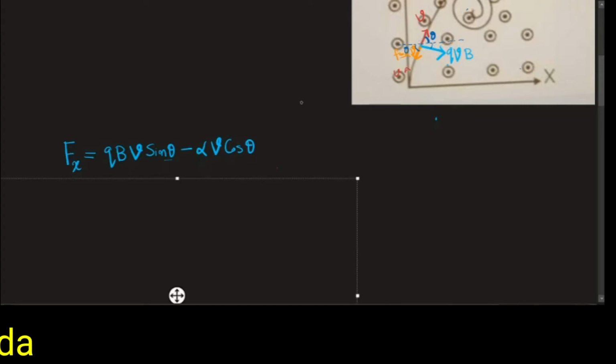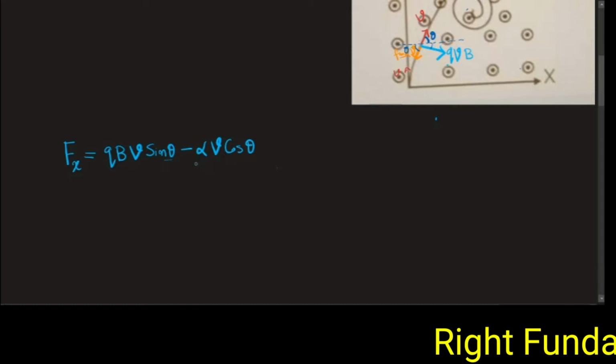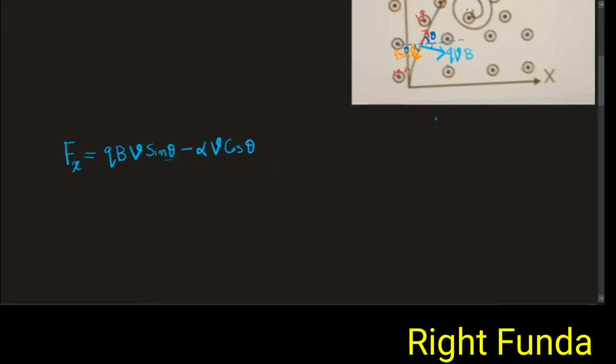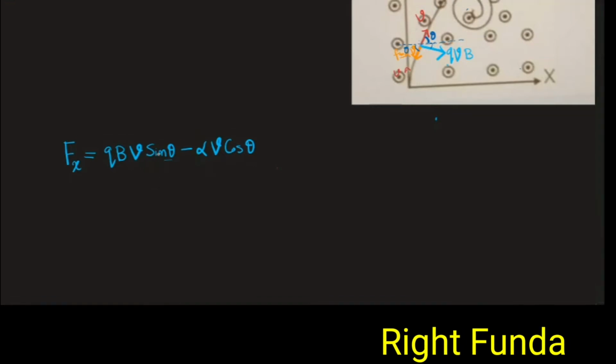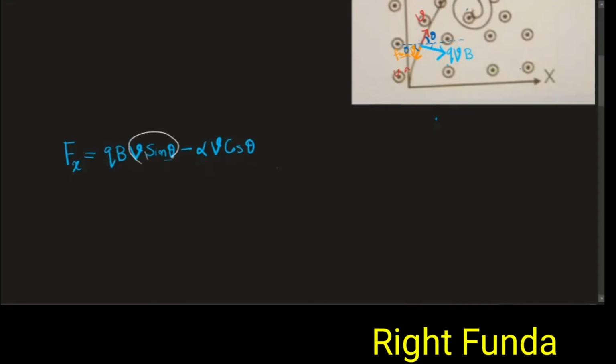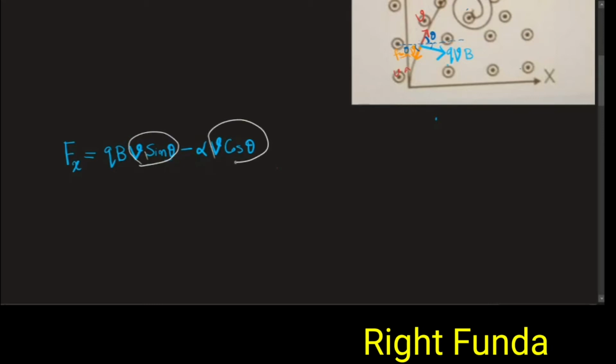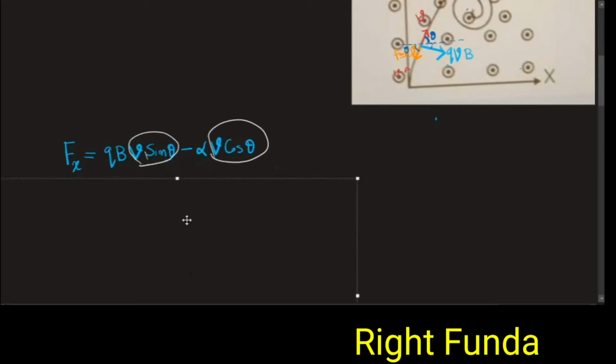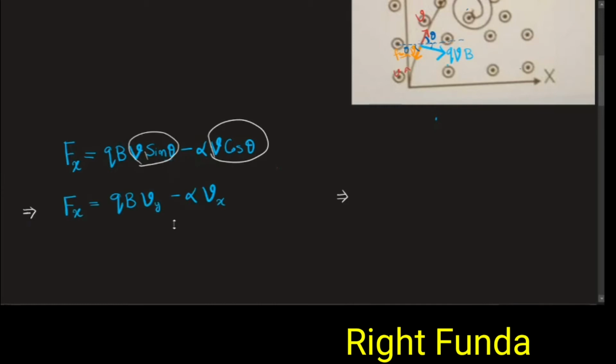And if you see, this theta is an unknown quantity, theta is randomly and continuously changing. But I want x and y axis, and v cos theta, this angle theta I have taken, so v cos theta is what? The x component of velocity, and v sin theta is nothing but the y component of velocity. So in place of v sin theta I can write vy, and v cos theta I can write vx.